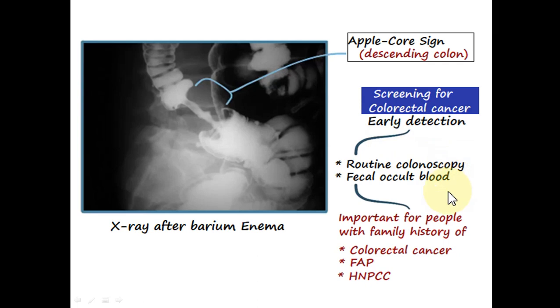Now, this screening through colonoscopy and examination of the fecal occult blood is particularly done in people with family history of colorectal cancer, familial adenomatous polyposis syndrome, and hereditary non-polyposis colorectal cancer.